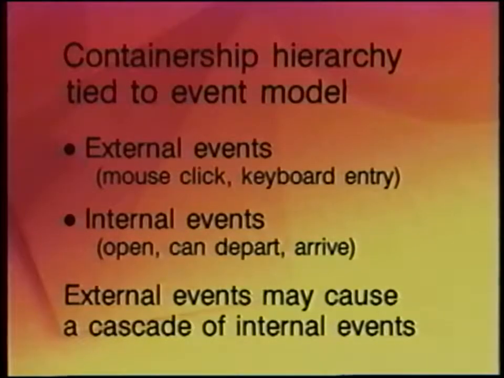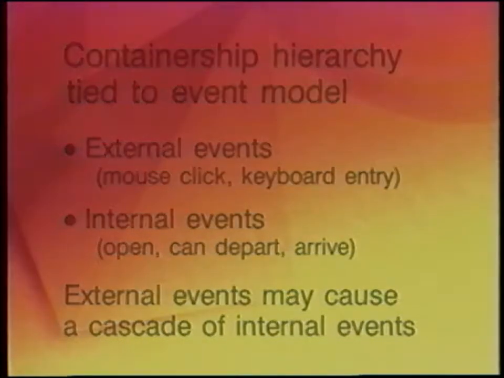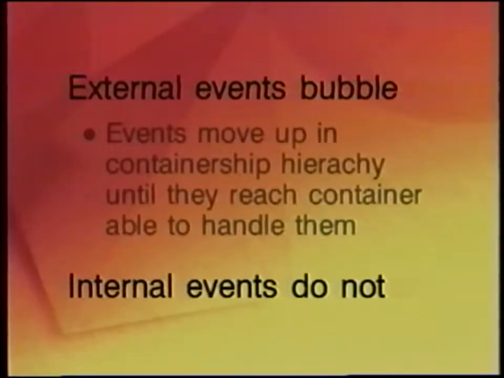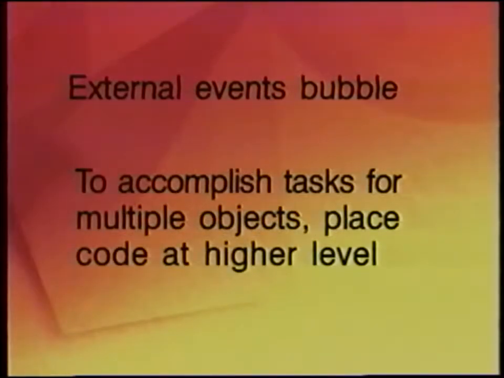There is one key difference between external and internal events. External events bubble, or move up, the containership hierarchy, while internal events do not. An event ascends through the containership hierarchy as defined by the object tree until it reaches the container able to handle it. This is called bubbling because the event, like a bubble, rises through its containers. So if you have a task that needs to be accomplished for multiple objects, you can place your code once at a higher level rather than having to duplicate it on every object.